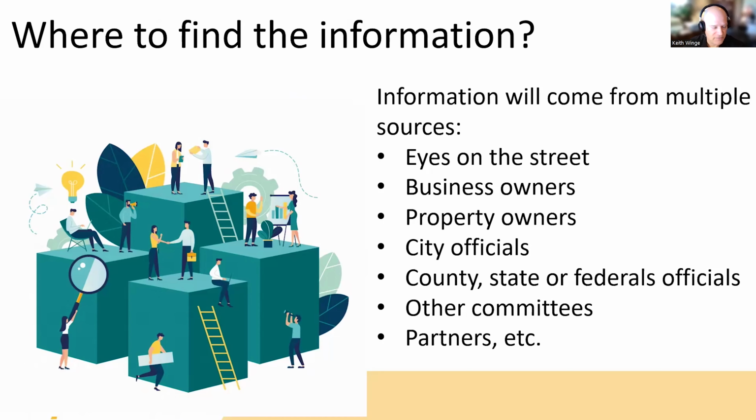So where do we find this information? The best source of this is the eyes on the street. It's the eyes and ears of the Economic Vitality Committee. A lot of times we use indicators such as dumpsters being delivered to buildings or maybe a lift being placed in front of the building. That's a true indication that something's happening there that we need to pay attention to.